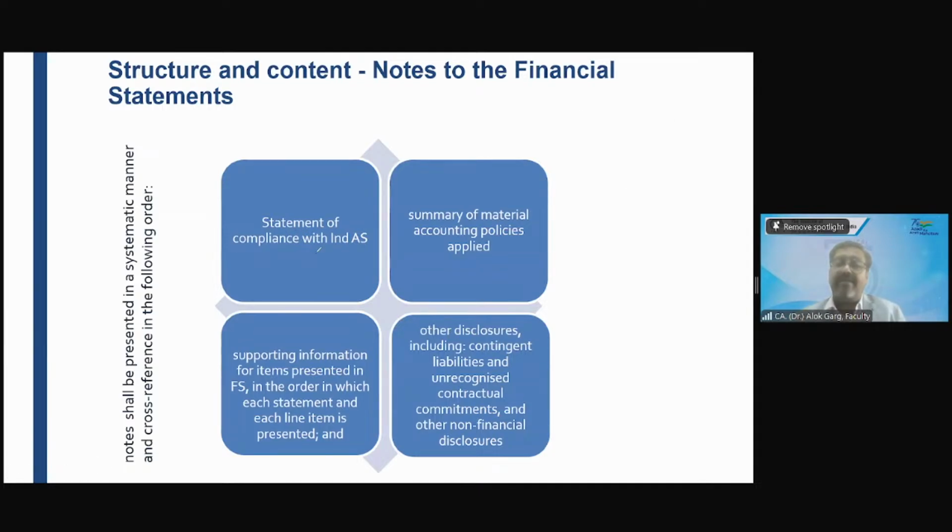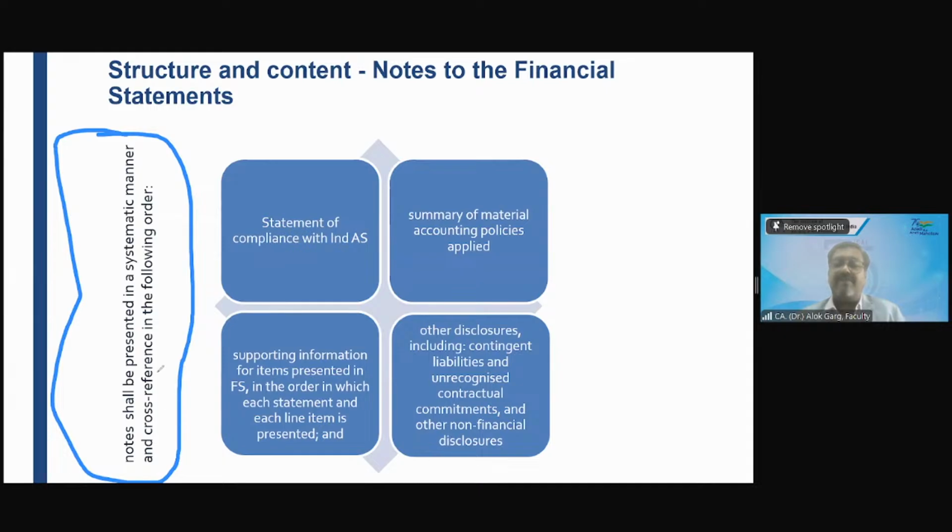Friends, Ind AS also says that you have to provide this information in a systematic manner and the cross-referencing has to be given. The first item you have to give is a statement of compliance. Which statement of compliance? Explicit and unreserved statement of compliance.